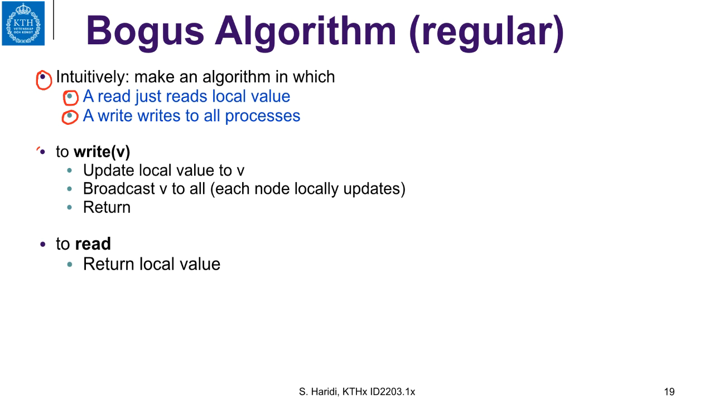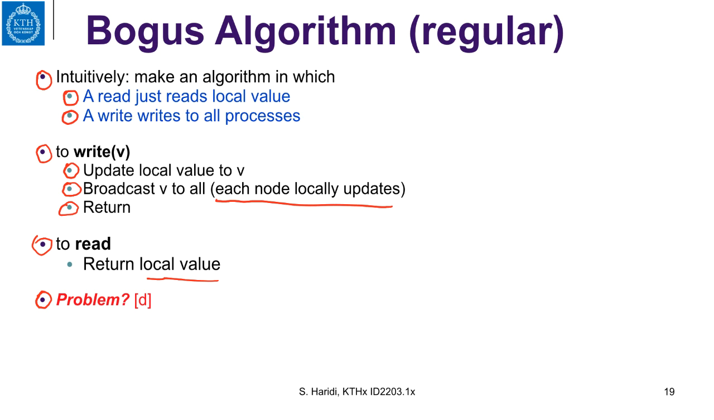So let us see now. To write a value v, we update the local value of that register to v. Then we do a best effort broadcast of v to all processes. And upon delivery, each node locally updates the value to v and then immediately returns. To read, we just return immediately the local value. So this algorithm seems reasonable. You broadcast and then you only read the local value. So is there a problem with this algorithm? Does it really implement regular registers?